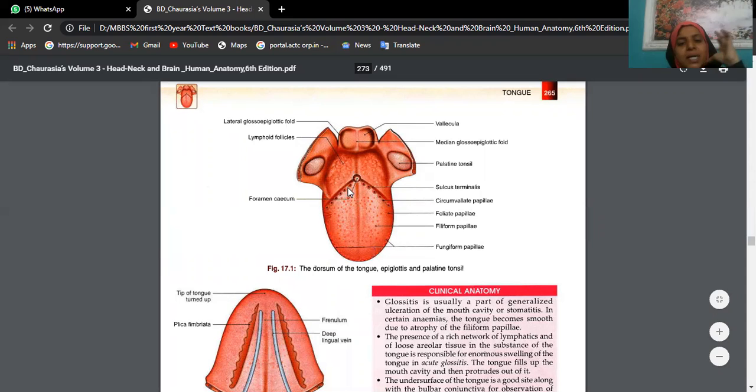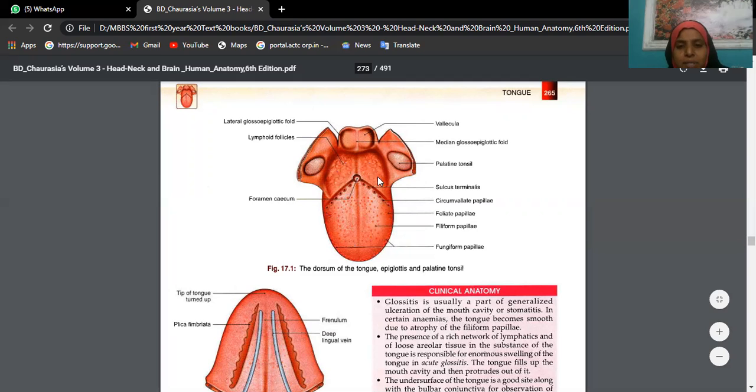In front of the sulcus, this is the anterior two-thirds part, which is rough. It is quite rough because it is covered by stratified squamous non-keratinized epithelium. Then it is also rough because it has so many papillae. What are the various types of papillae we have? Filiform, fungiform, foliate, and circumvallate papillae we have in the anterior two-thirds.